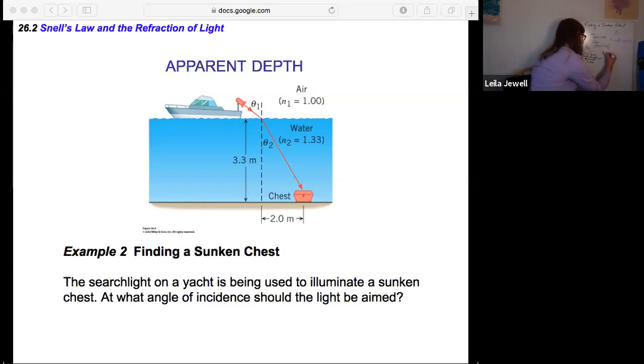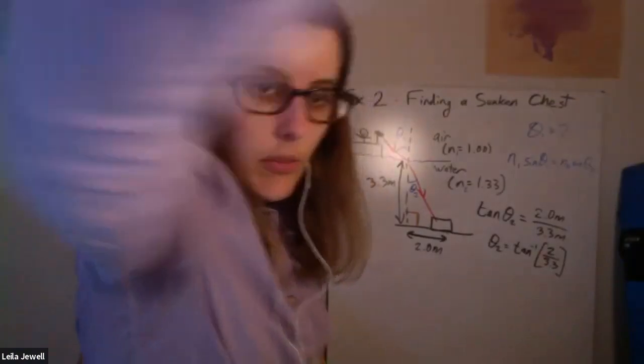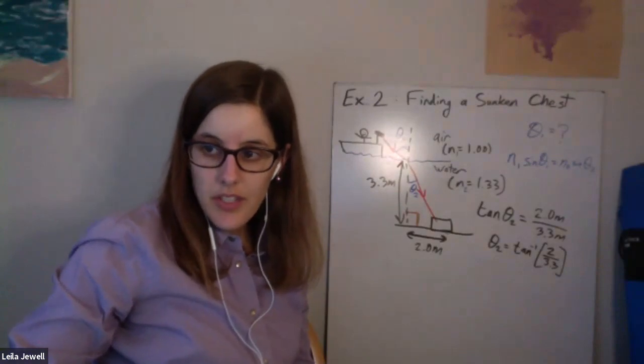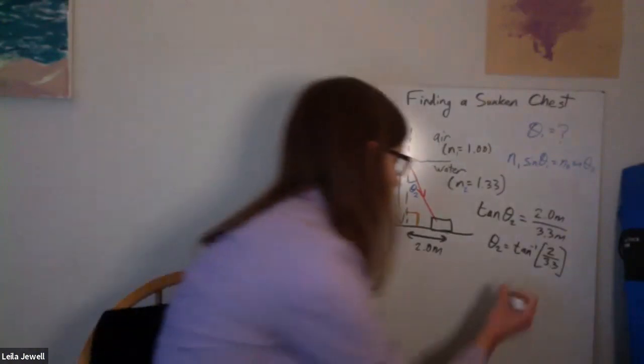It is tangent. So tangent of theta 2 is equal to 2.0 meters divided by 3.3 meters. So theta 2 is equal to inverse tangent of 2 divided by 3.3, where the meters are just going to cancel out. I realized this is not as big as it could be. There we go. That should make it a little bit easier to see. Sorry, the light's kind of glaring on it, but there we have that. And so by solving this equation, you get an angle of 31 degrees.